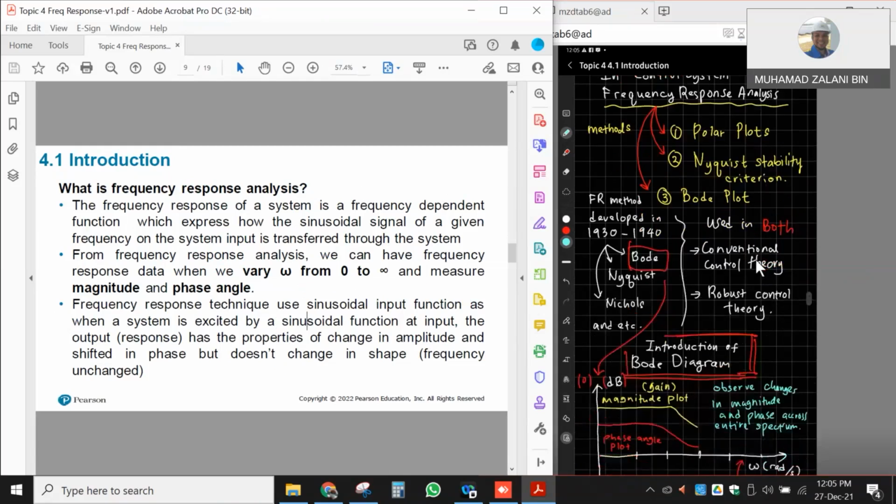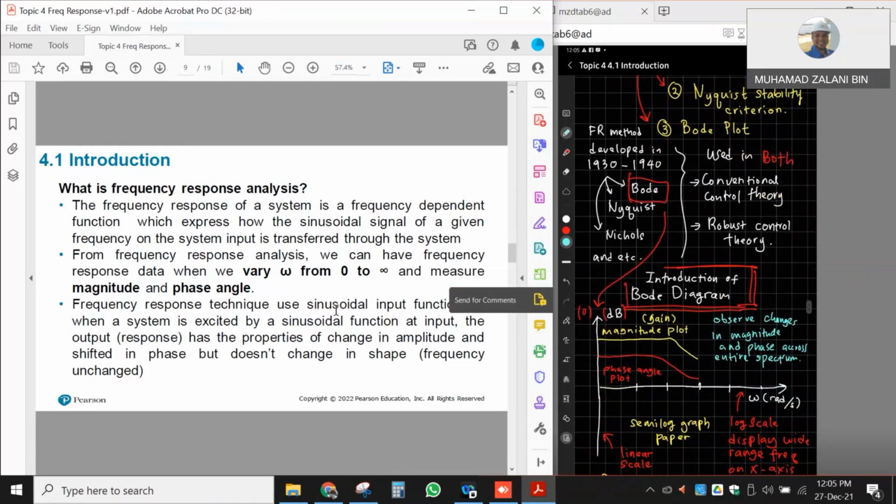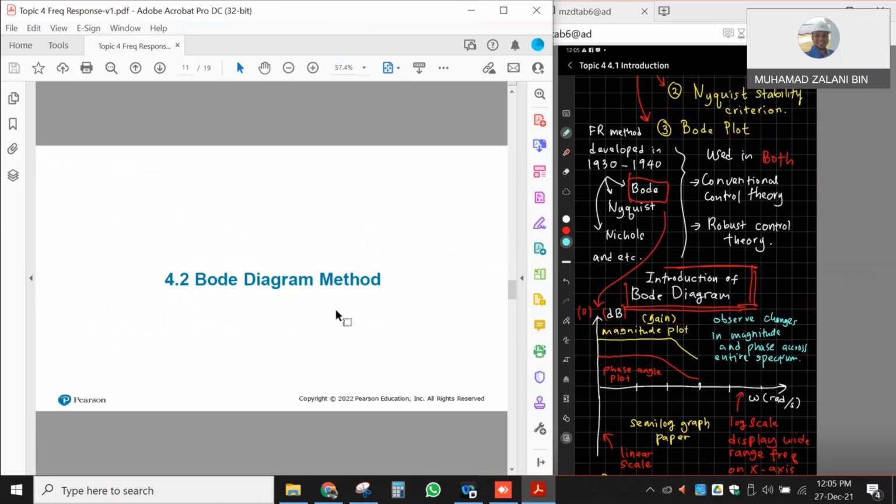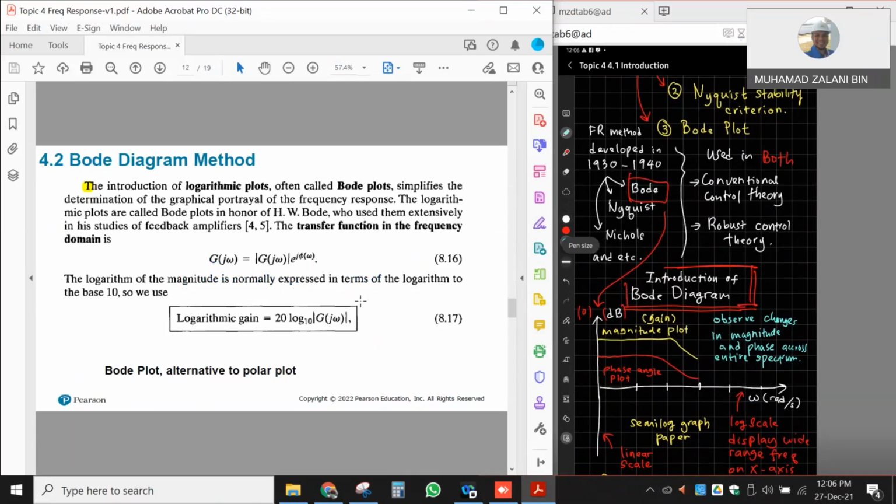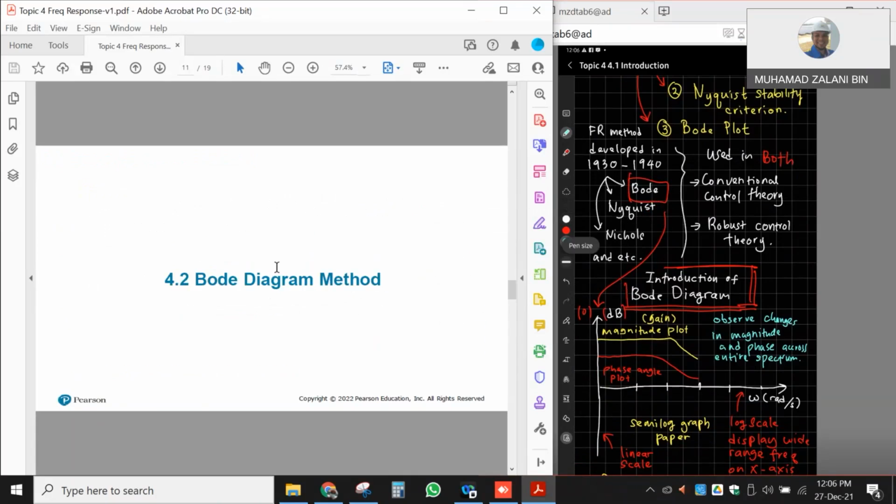So basically in terms of history, the frequency response methods were developed around 1930 to 1940. At that time, some of the researchers and scholars like Bode, Nyquist and Nichols established the methods called the Bode plot, Nyquist plot, and Nichols method. All right. So we are going to further explore the Bode diagram method in our next discussion.